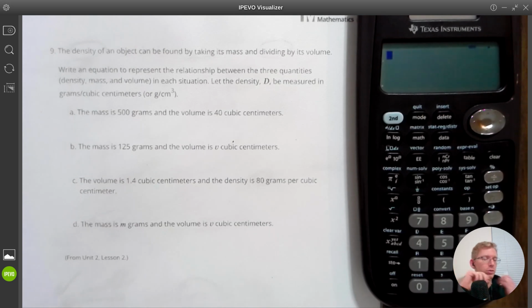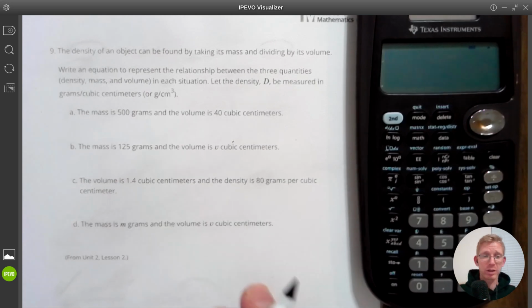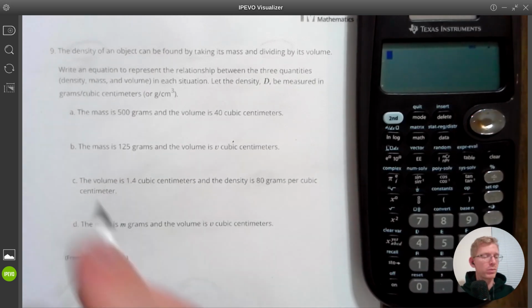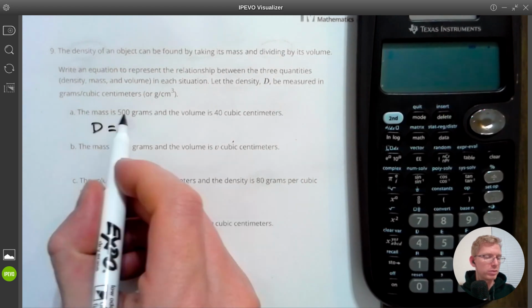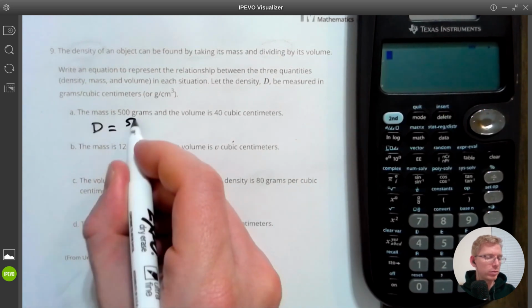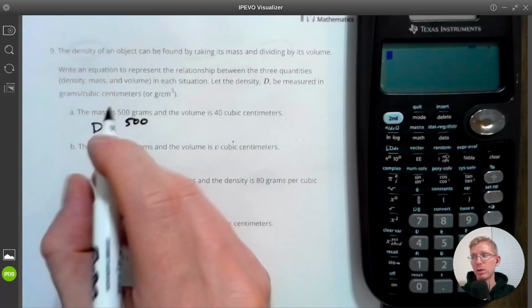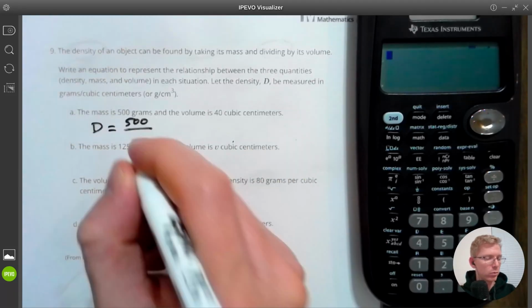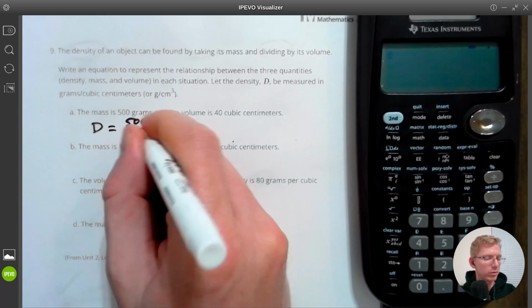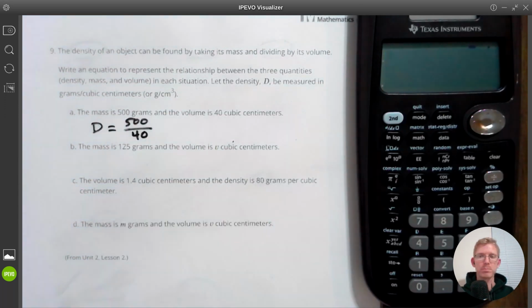Okay, so all we have to do is write equations. We don't actually have to solve them, we're just writing them. So my density is going to be equal to my mass, which in this case is 500 grams. And then on the bottom, we're going to have volume, that's 40 cubic centimeters. So 500 over 40, done.